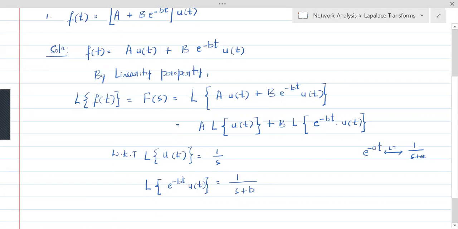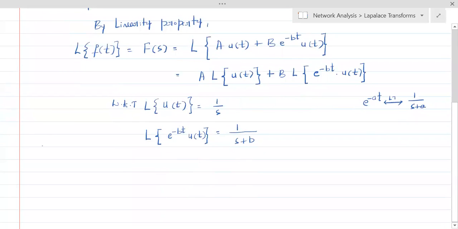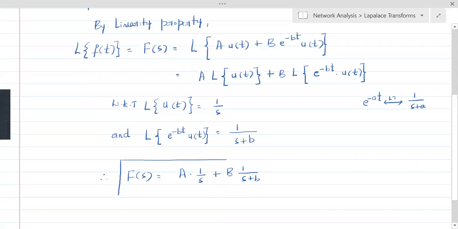Understand? So this is something that we need to make use of in this particular function. So therefore f of s looks like what? So these two and this. Therefore f of s would be a into 1 by s plus b into 1 by s plus b. So this is what is going to be the Laplace transform of f of t given.